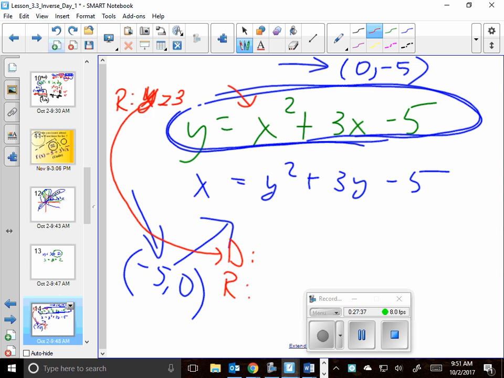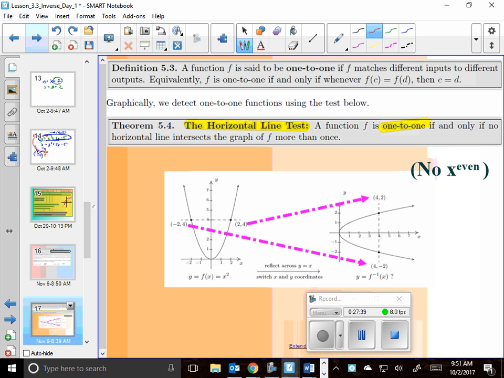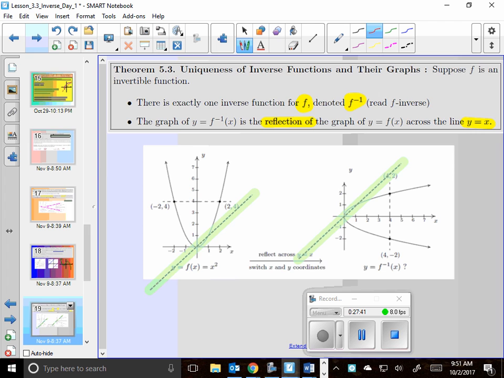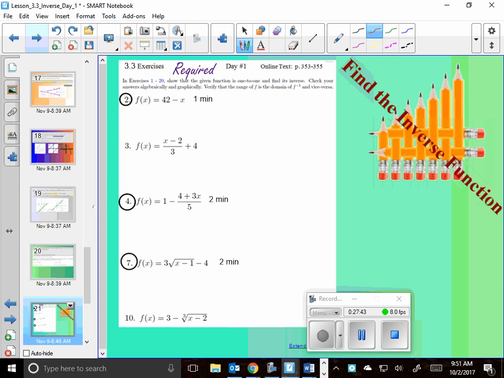So let's actually get to a few where we can actually do that. Let's find right here in our homework. You ready? Number 2. Now, the first thing they do is throw in f of x. Wait a minute, you were just using y. Well, can't you just change f of x to y? Yes, you absolutely can. So if that's really y equals 42 minus x, then what's the equation for its inverse?